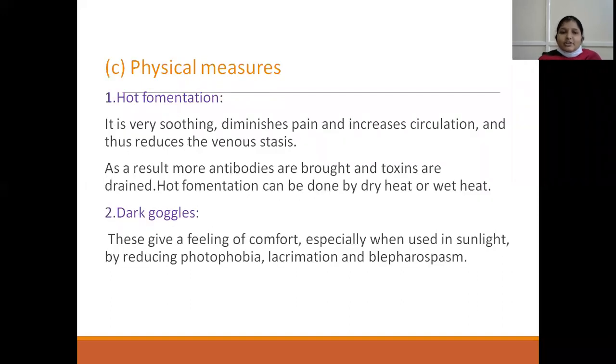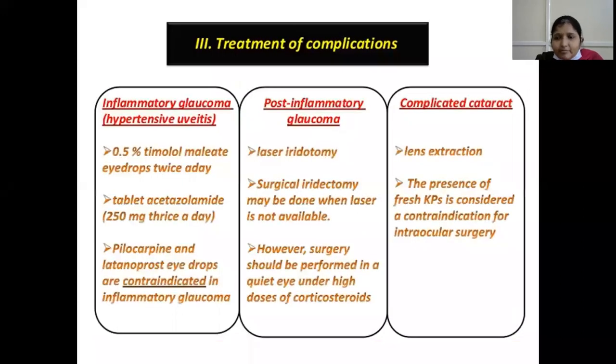And other physical measures are hot fomentation. It is very soothing because it diminishes pain by increasing the amount of circulation and reducing the venous stasis. So more antibodies are brought and the toxins are easily drained away. Hot fomentation can be done either with the help of dry heat or wet heat. And dark goggles, these give a feeling of comfort, especially when used in sunlight by reducing photophobia, lacrimation, blepharospasm. So this is treatment of the uveitis per se.